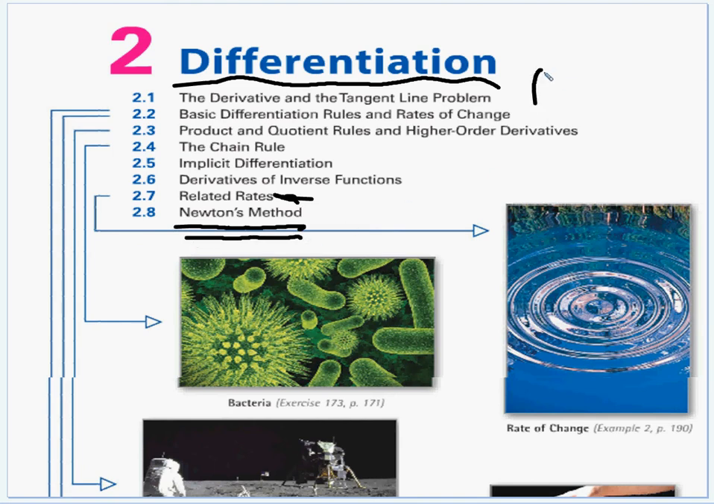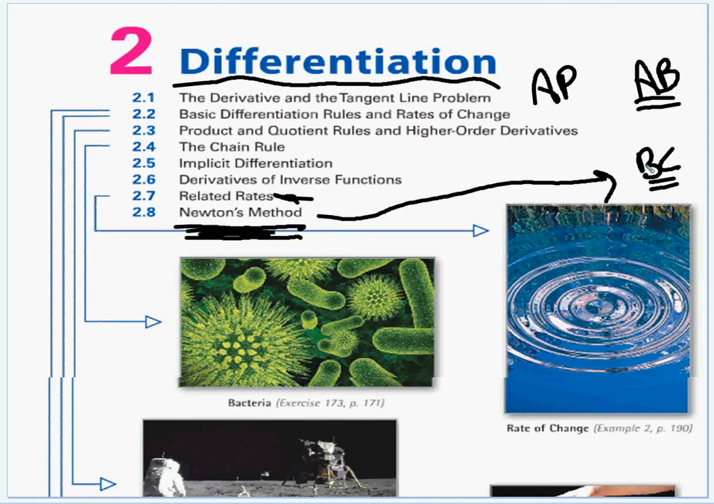This class is specifically for the AP test, for the AB calculus test, not the BC exam. If I recall correctly, Newton's method might be on the BC exam, but since this is an AB class, we're not going to spend any time on Newton's method.